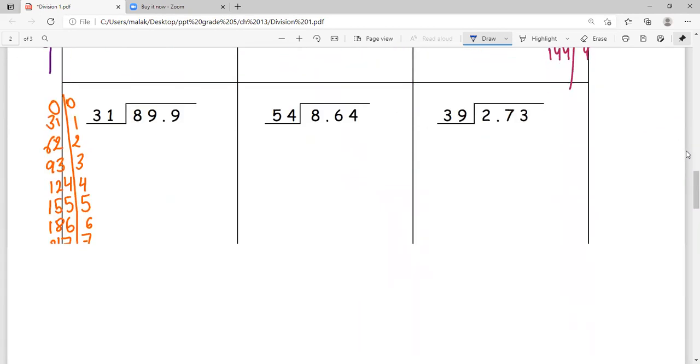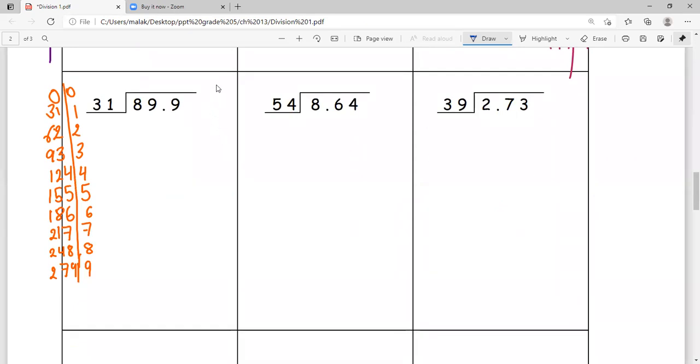Yalla, Ahmed. Two up and 62 down. Okay. Nine minus seven, two. The point where? Beside the two. Nine up and 279 down. Minus. It's finished. The quotient, the answer of our division is? 2.9. Okay, thank you.